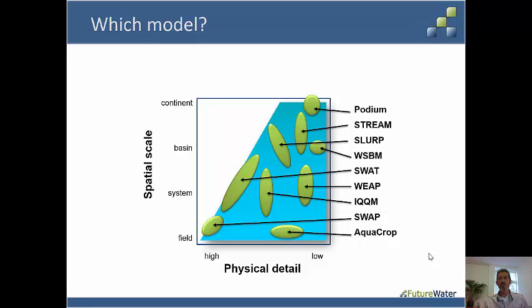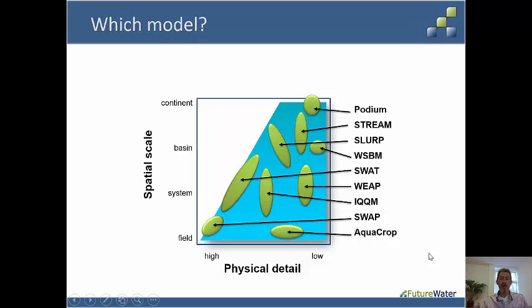So sometimes people ask me, what is the best model? And in fact, the answer is, the best model does not exist. It depends a little bit on the application, on the question you would like to answer. During this presentation, I would like to concentrate on one of these modeling tools which are very strong, and that's the WEAP model, which is located somewhere here. So if the problem you want to study is somewhere at system or basin scale, then the WEAP model is probably the best model to use.